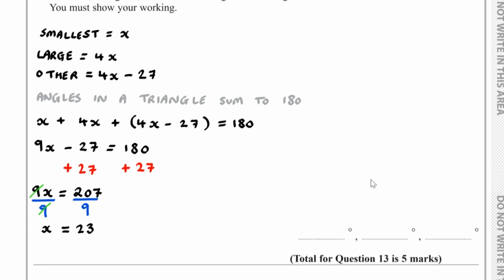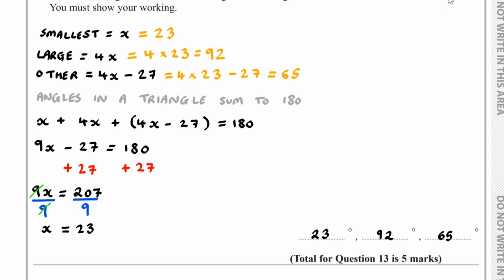So knowing that x is 23, we can say the smallest angle is 23. The largest angle is 4 times 23, which is equal to 92. And the other angle is 4 times 23, subtract 27, 92 minus 27 is 65. So we've got our angles: 23, 92, 65.